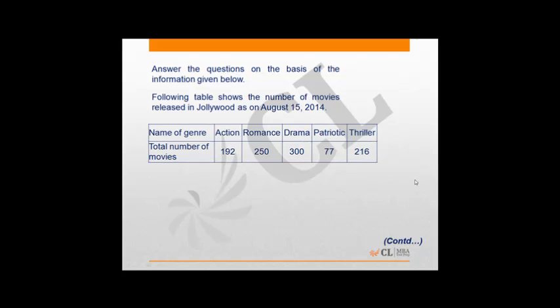Okay, this question is an easy pick for those who are comfortable with playing with percentages, fractions and reciprocals. Let's see. This question talks about movies released in Jollywood as on August 15, 2014. The first table gives the information about the total number of movies which were released among five genres. They are action, romance, drama, patriotic, and thriller.